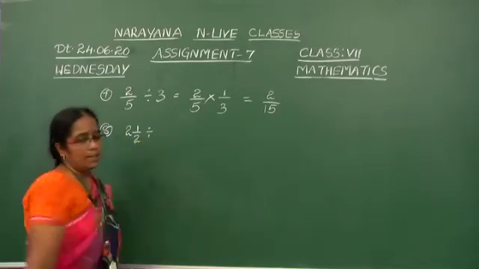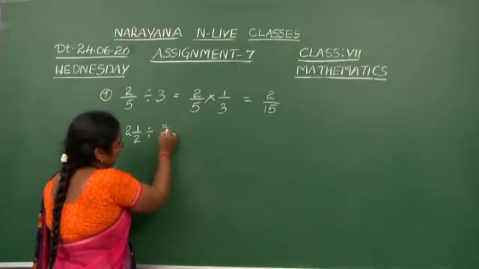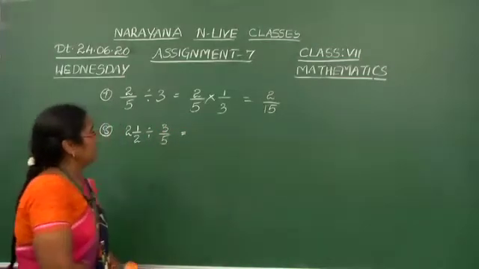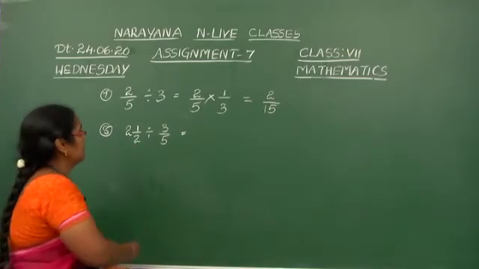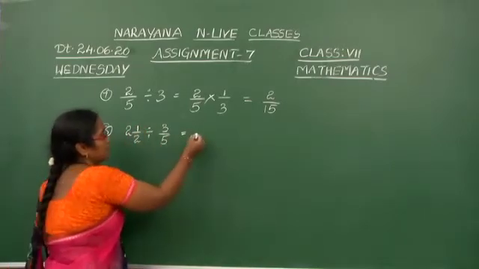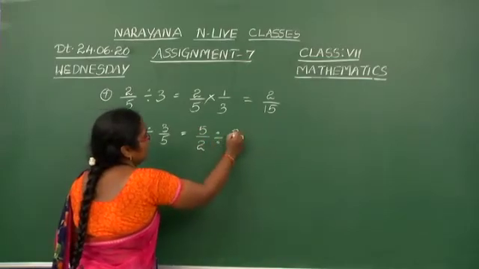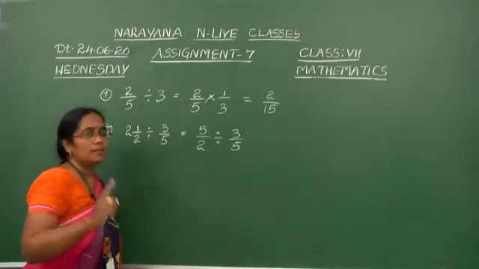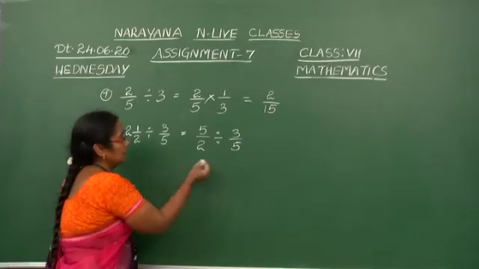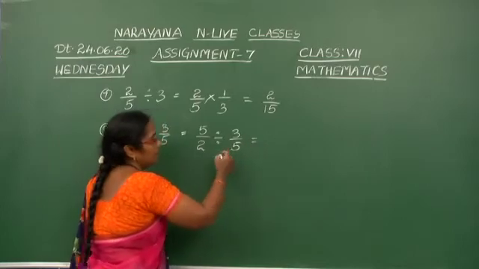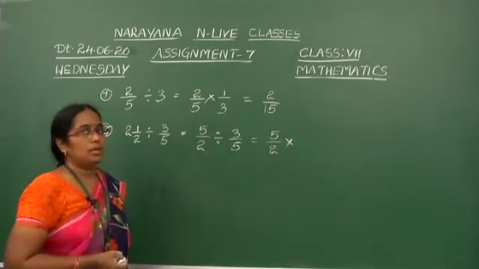Okay. Next, 8th question is 2 1 by 2 divided by 3 by 5. Okay. So here we have a mixed fraction. First let us convert into an improper fraction. So 2 2s are 4 plus 1, 5 by 2 divided by 3 by 5. So here we have to do this sum in 2 steps. First we have to convert into improper, then we should multiply with the reciprocal. 5 by 2 divided by 3 by 5 means 5 by 2 into the reciprocal of 3 by 5, which is 5 by 3.